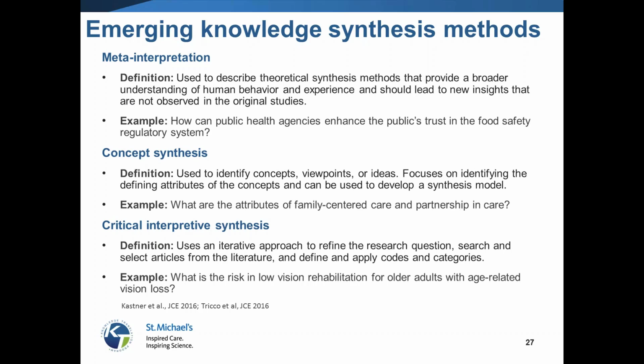So we have as well a meta-interpretation. So this can help us describe methods that provide a broader understanding of human behavior and experience, and it's supposed to help lead to new insights. So an example would be, how can public health agencies enhance the public's trust in the food safety regulatory system? So when we think about meta-interpretation, it's really helpful, again, to help explore patients' experiences, perceptions, preferences, beliefs, and values. So we're seeing that we have many of these methods that can help with this.